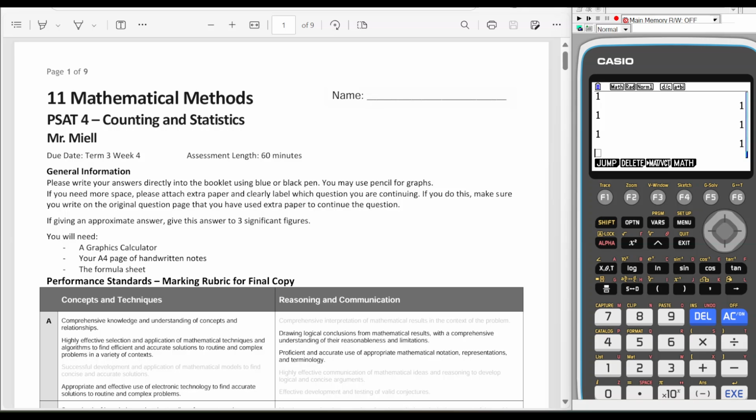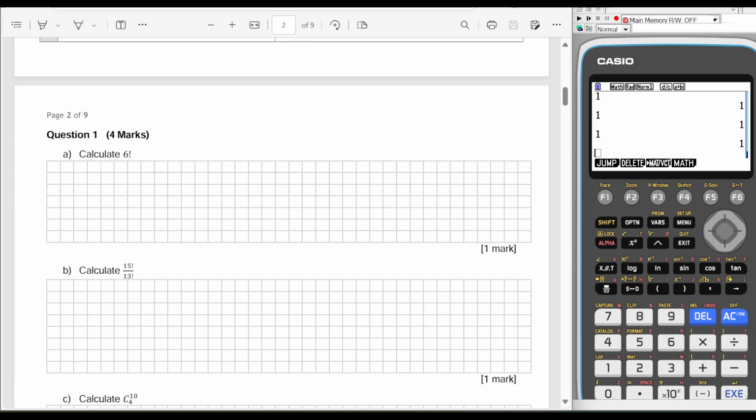All right, in this video, we're going over the counting and stats pre-test. So make sure you get your formula sheet on you and your calculator. Our first question is a factorial. Now, since these are 1 mark, technically, you don't need to do the working out by hand, but I will show you both ways, just so that we know.